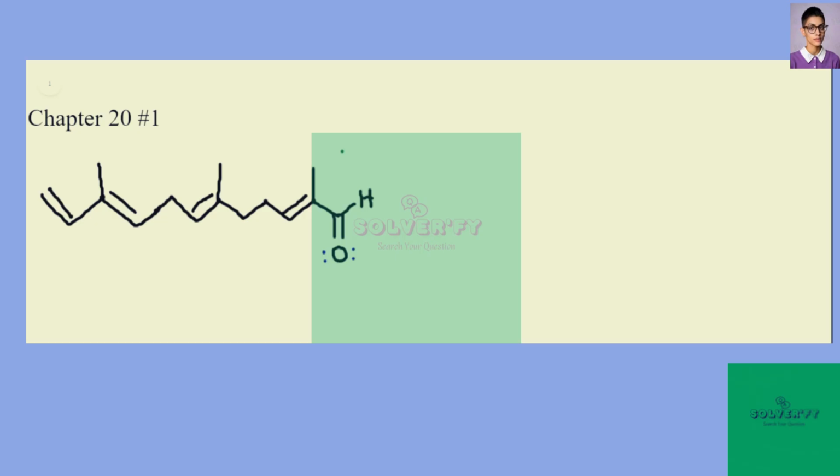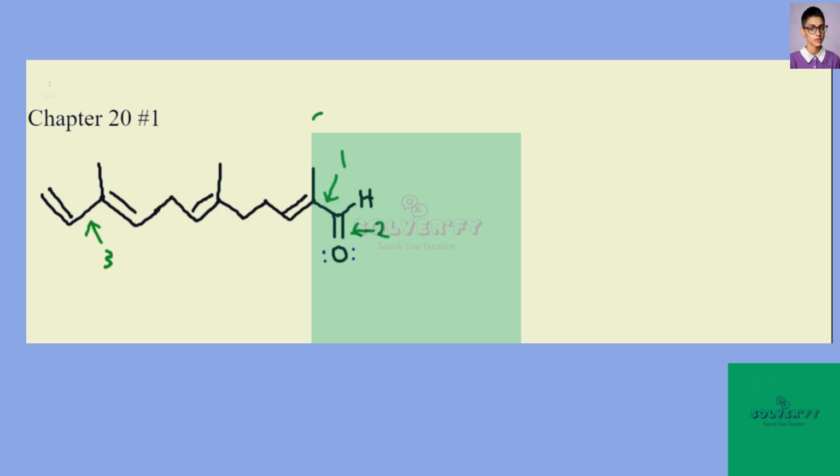I didn't put the numbers in. So this is bond number 1 that we're asked about. This is bond number 2 that we're asked about. And this is bond number 3 that we're asked about. To determine what type of orbitals are used to form these bonds, we need to look at the 2 atoms that are involved in each bond.